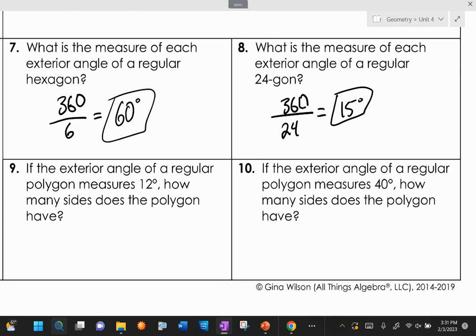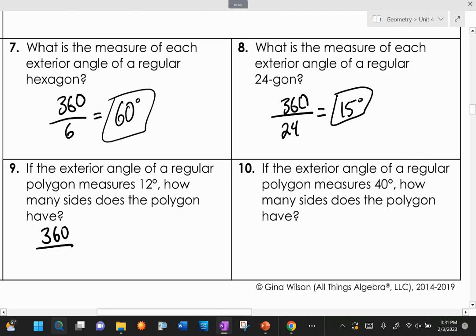Okay, so number 9 is slightly different. What do we not know? You don't know the number of sides. You don't know what polygon it is. So we have to set it up using a branch of math, algebra, because we're looking for an unknown. If we're looking for an unknown, it's algebra.